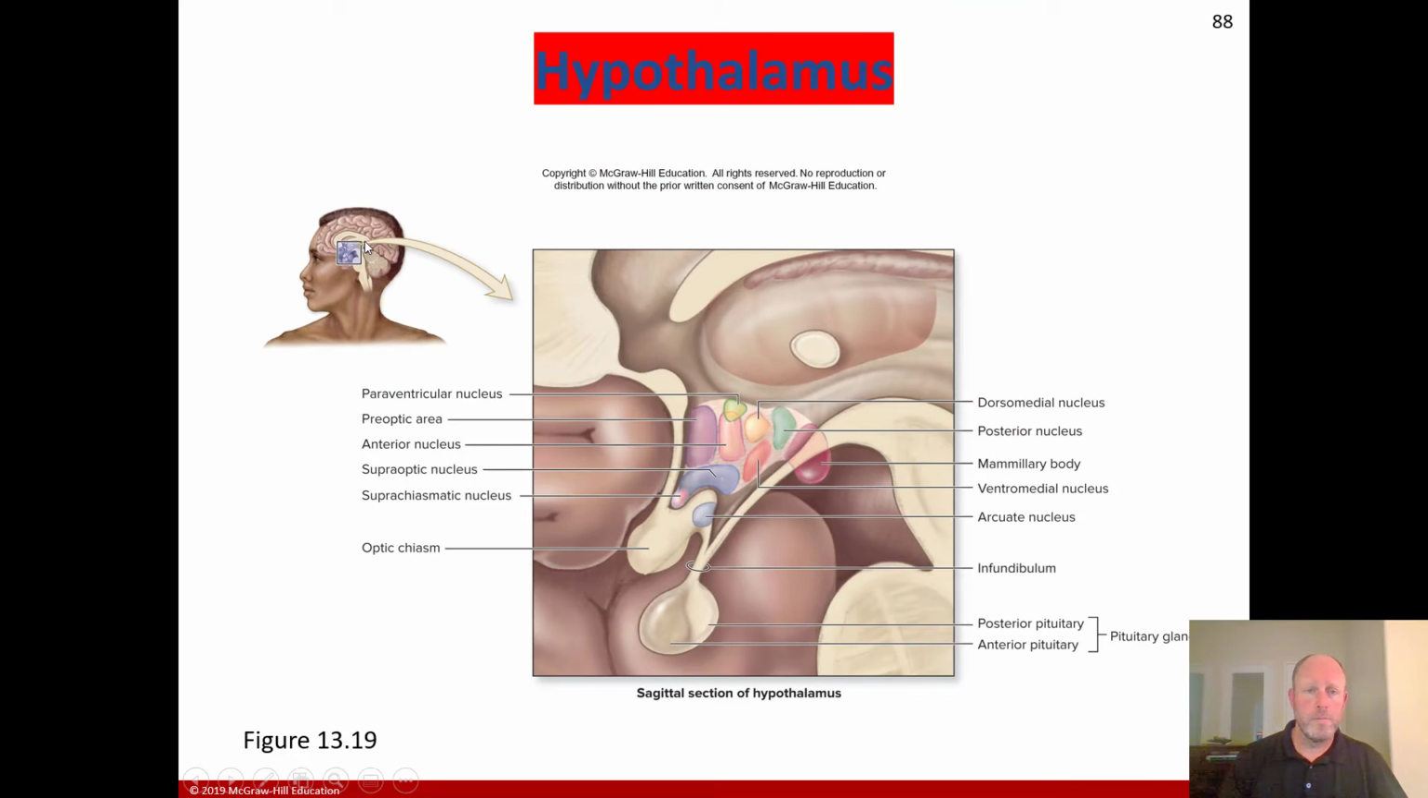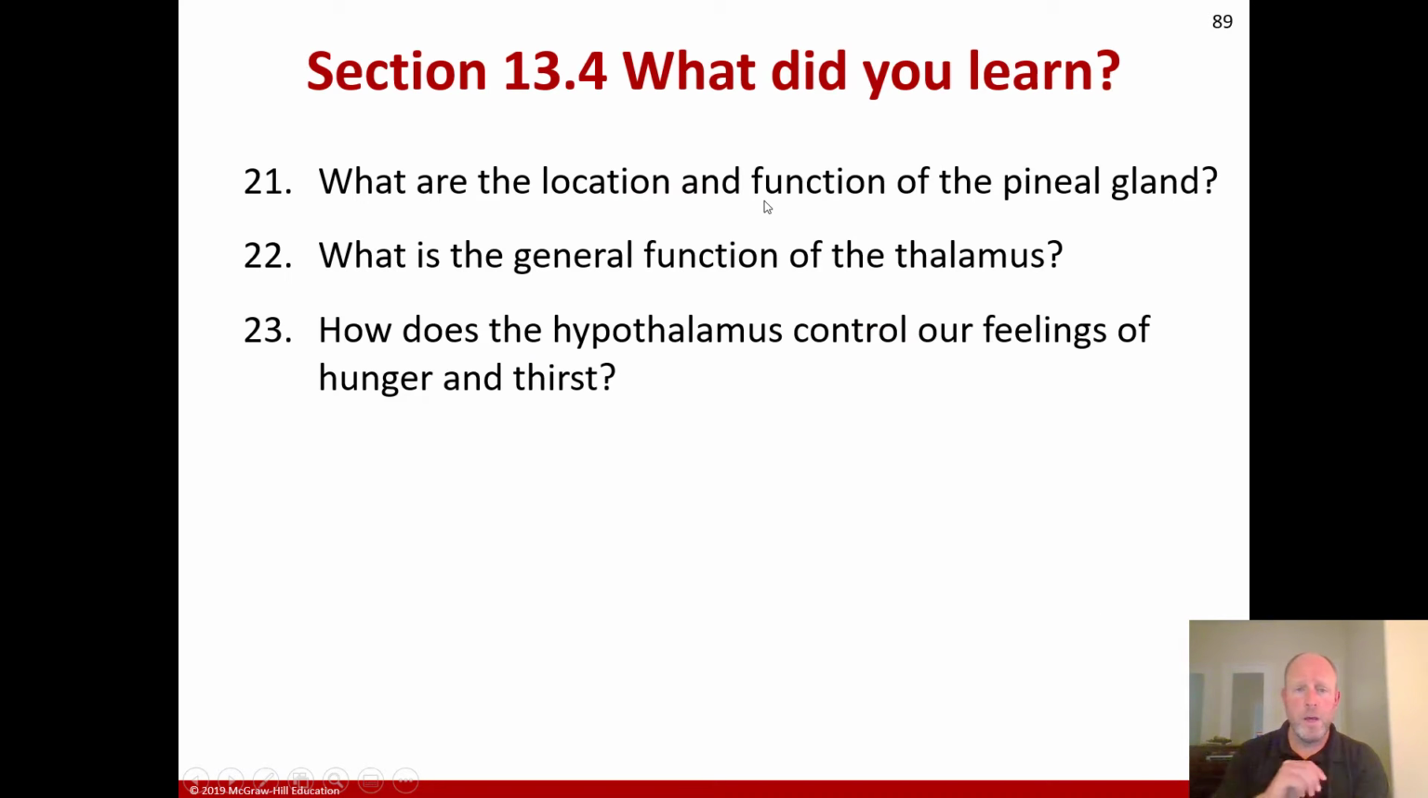So what did you learn? What are the location and function of the pineal gland? What is the general function of the thalamus? And how does the hypothalamus control our feelings of hunger and thirst?